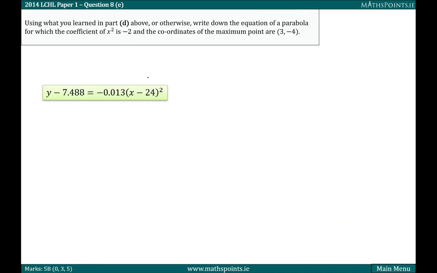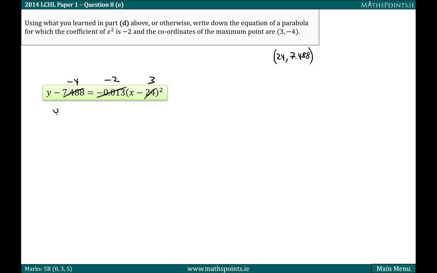Okay, so using what we learned in part D, we want to write down the equation of a parabola for which the coefficient of x squared is minus 2. So the coefficient of x squared is no longer minus 0.013, it's minus 2. The x value of our other maximum was 24, now it's going to be 3, so we replace the 24 with a 3. And the y coordinate was 7.488, and it's now minus 4. So we're going to replace the 7.488 with a minus 4.